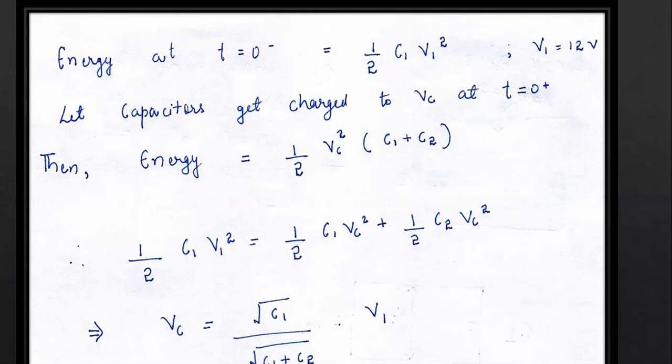Now energy at t is equal to 0, that is equal to half of C1 V1 square. V1 is equal to 12 volt. Now let the capacitors get charged to Vc at t is equal to 0. Then the energy will be half of Vc square into C1 plus C2. Now equating both these energies, because energy will be the same. So equating both these and solving for Vc, we get Vc is equal to under root of C1 divided by C1 plus C2 into V1.